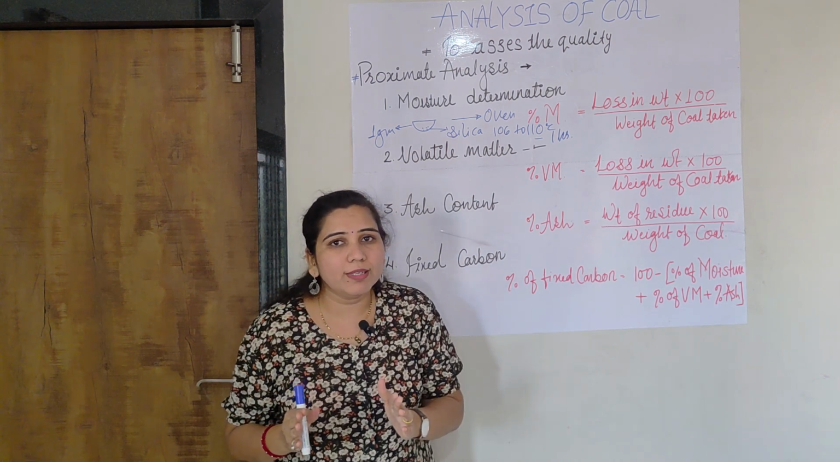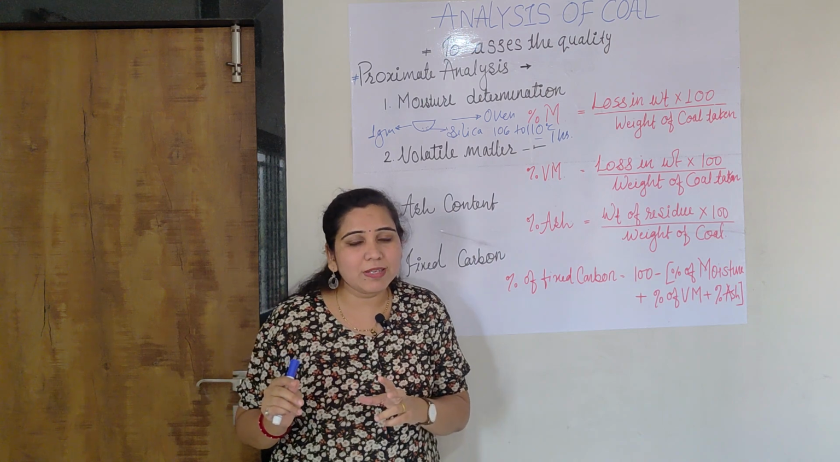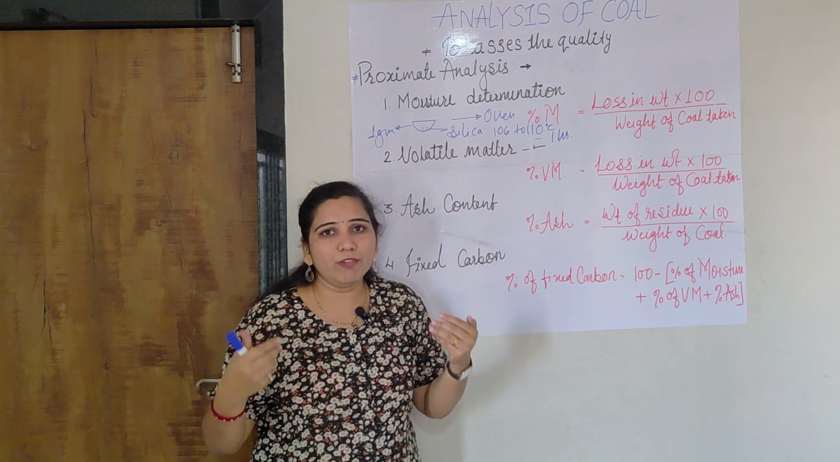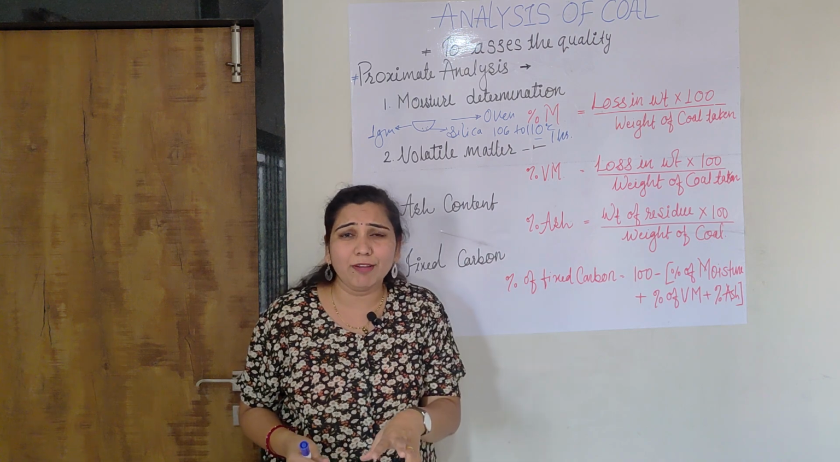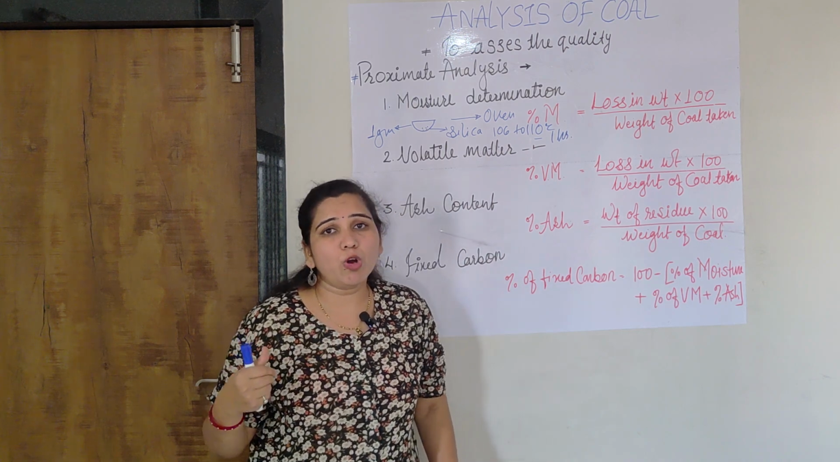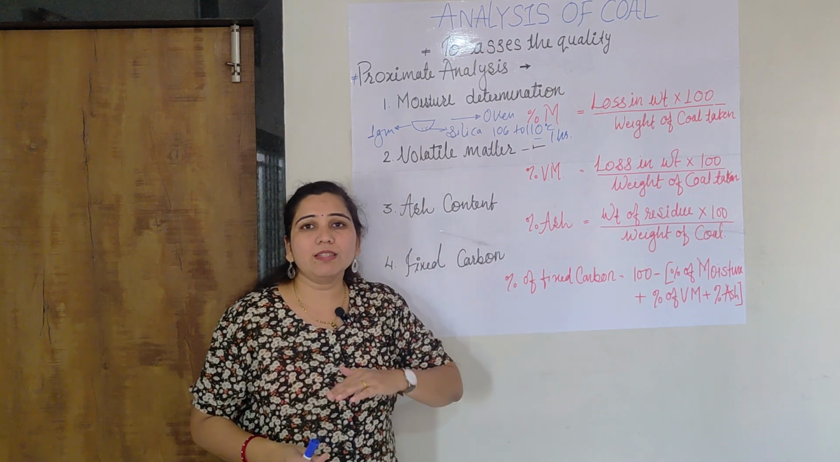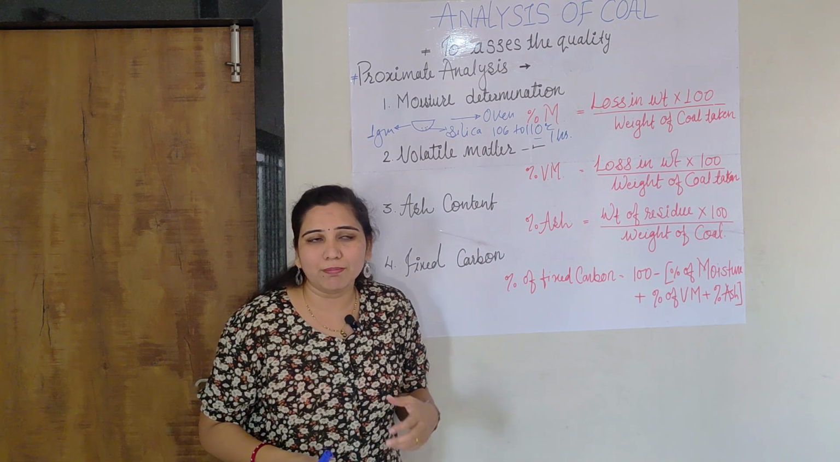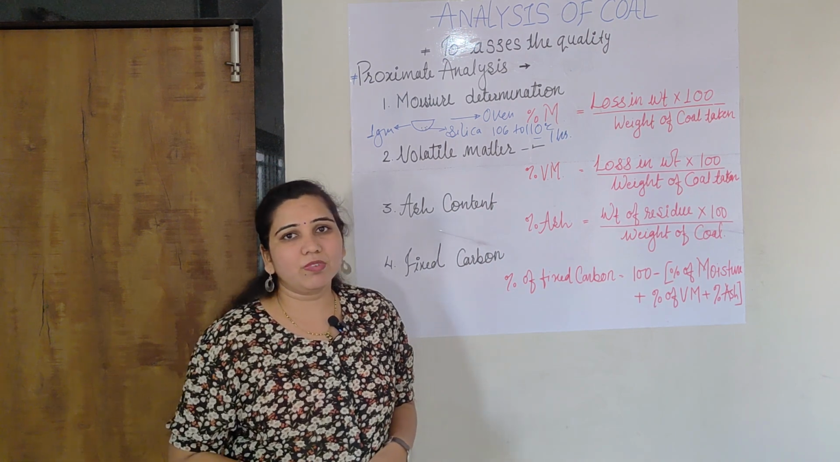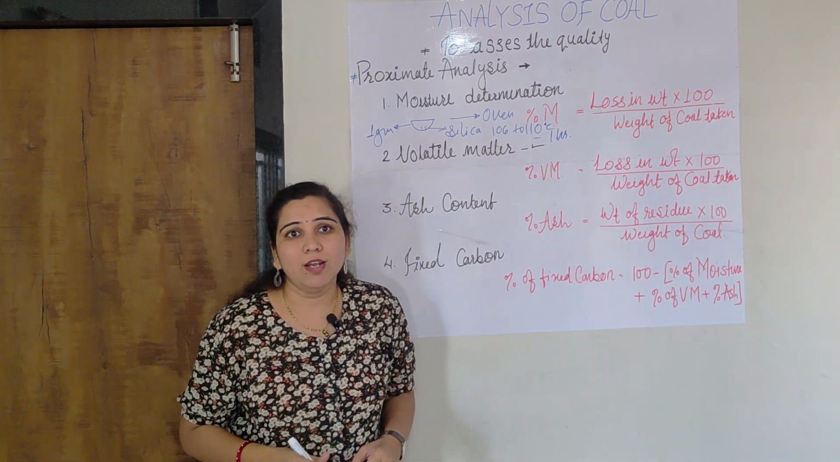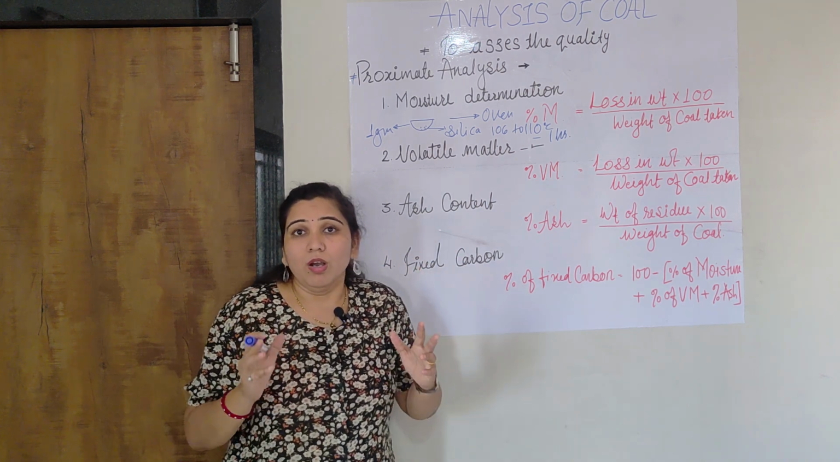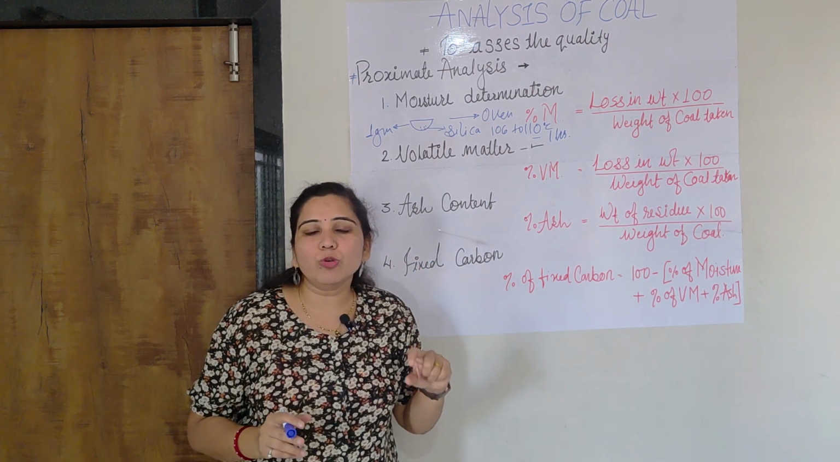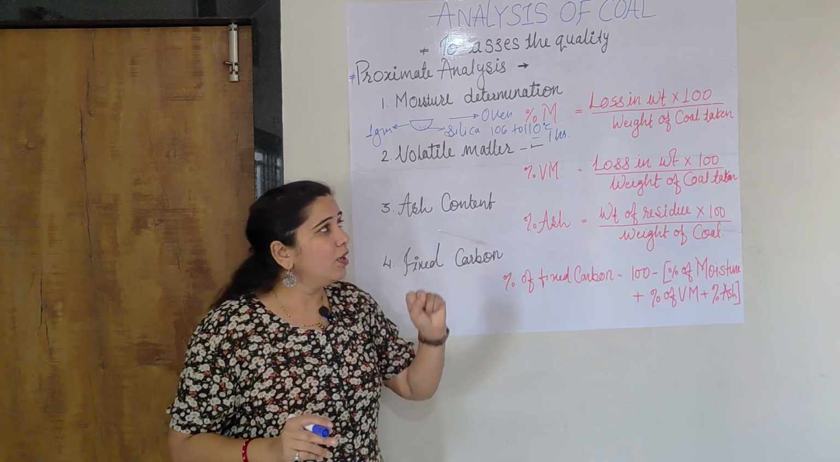A desiccator is a container in which some calcium chloride is present, and the water vapors produced by the coal sample, or which remain there, are absorbed by the calcium chloride. Such a sealed container, generally made of glass, is called a desiccator. So to remove all the moisture content, the silica crucible is put into the desiccator.